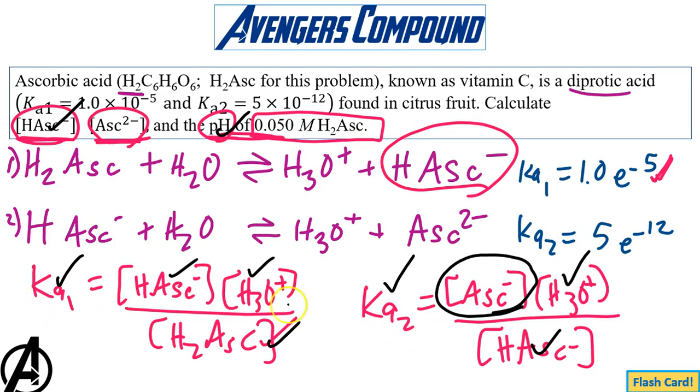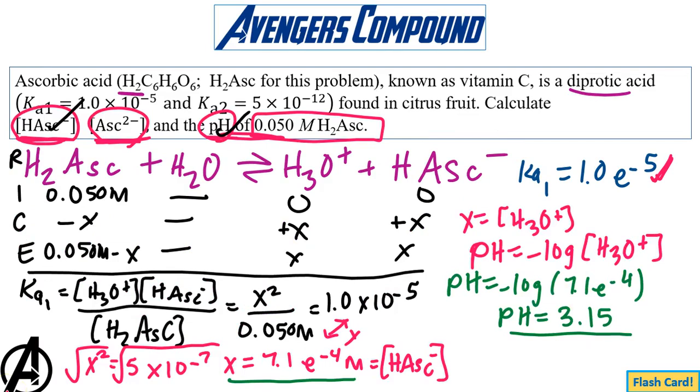Next, start figuring out how we can relate all this information to help us answer the question. Okay, so since we're dealing with polyprotic, we know we're only going to focus on Ka1. So that means I'm only going to focus on the first step reaction. So I have H2ASC plus water is going to give me H3O plus and my conjugate base here.